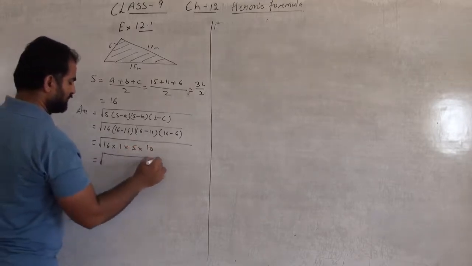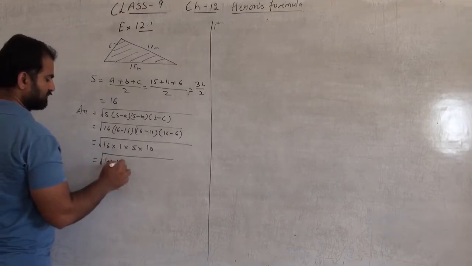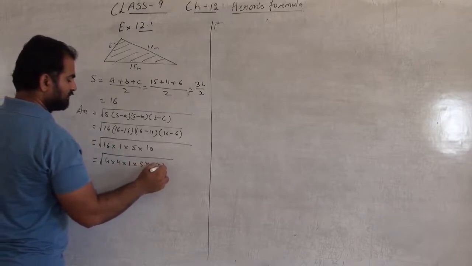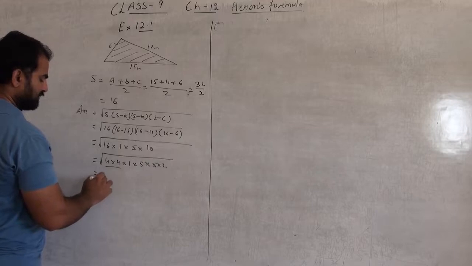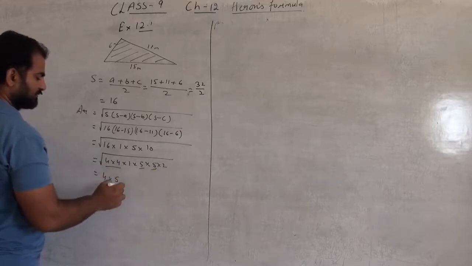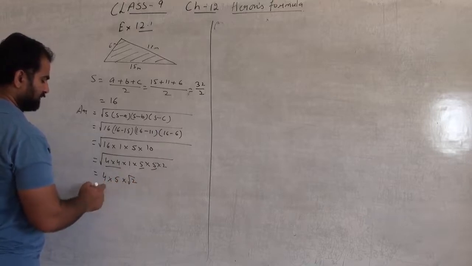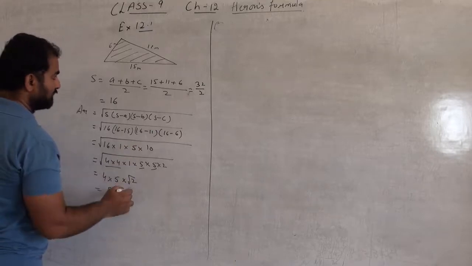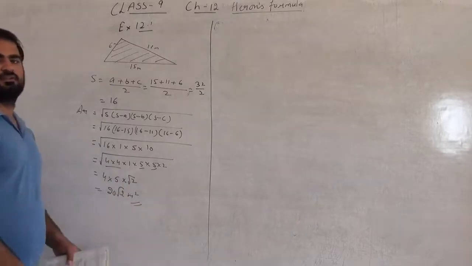Okay, so we can say it 4 into 4 multiplied by 1 multiplied by 5 multiplied by 5 into 2. So we have a pair of 4, so it will be 4. We have a pair of 5, so we can get 5 outside and it will be multiplied by root 2. It will be 5 into 4, 20 root 2 centimeter square. This is the final answer.